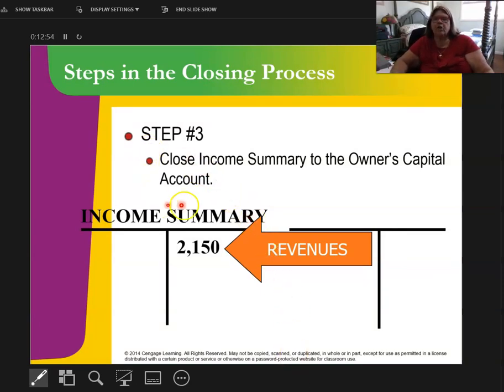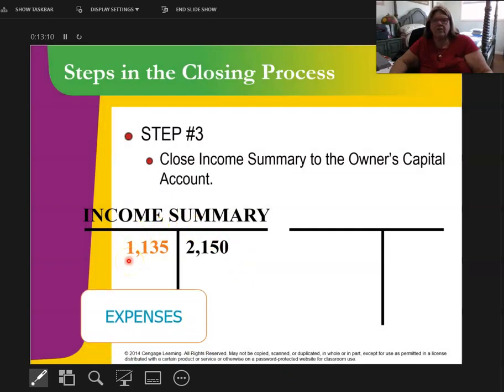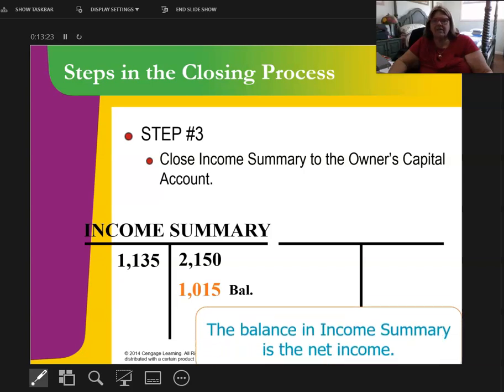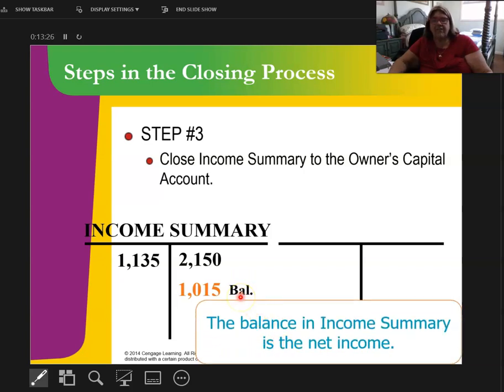So my next step is to close my income summary account, and I'm going to close it to owner's capital. But here's the problem. You don't know what the balance is. So this represented step 1 of the closing process. That was my revenues. This is step 2 of the closing process. These are my expenses. And so I need to find the balance in here. The difference between my revenue and my expenses is my net income. So here's my balance. My balance is net income if I had a positive. If I spent more than I made, it would be a net loss.